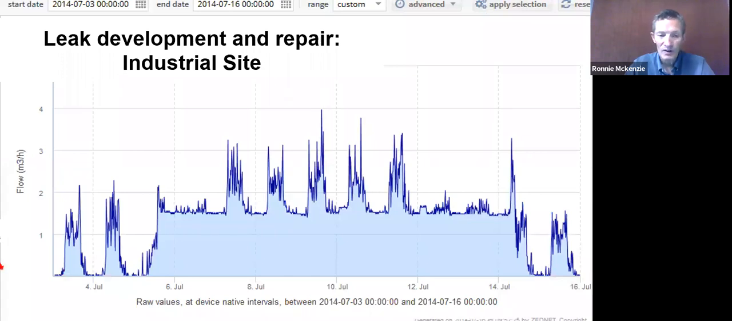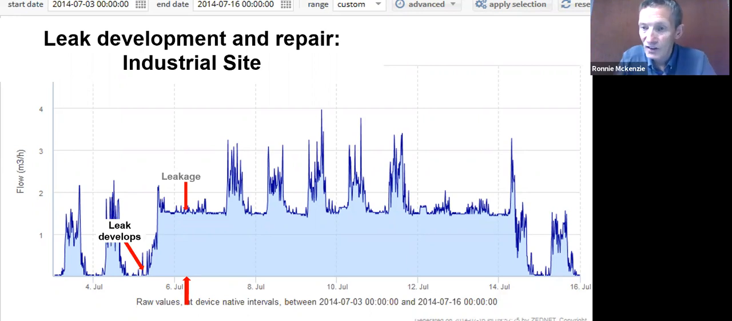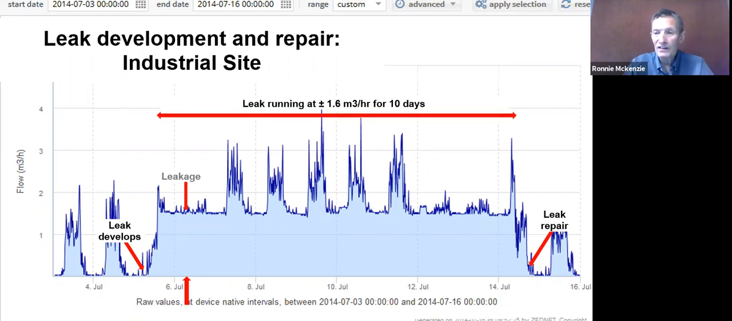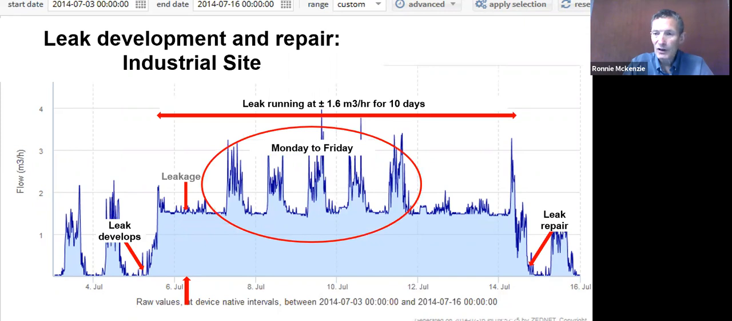Again, you can see where a leak starts there. There's your leakage. You can see that we've got the weekend and then 5 days. So you can see it's an industrial site, this particular one. The leak gets repaired. It took 10 days. And that leak was running, I think it cost about $2,000. It lost about $2,000 worth of water.